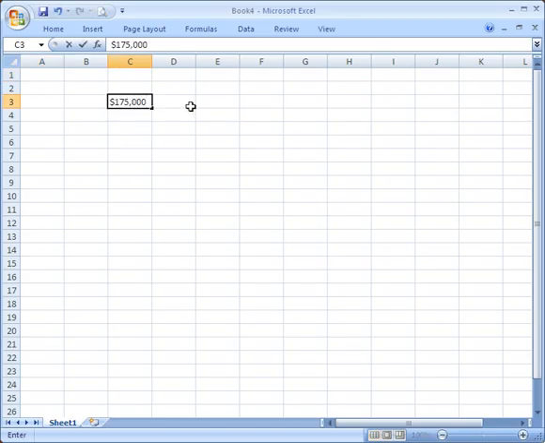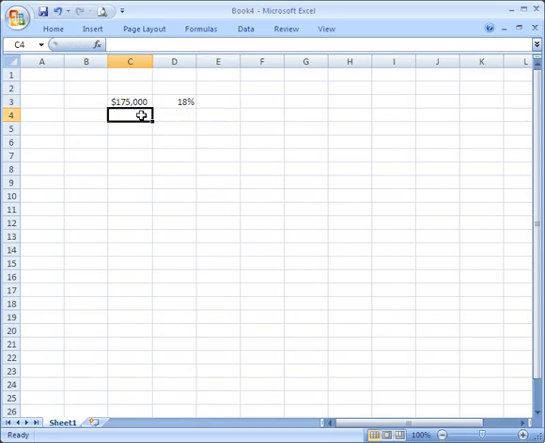So, at the end of 1 year, the amount owed will be the original amount plus 18% interest, for a total of $206,500.